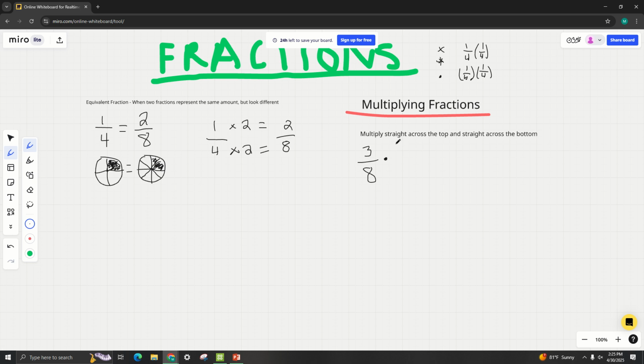Anyways, after that little brief interlude, let's do 3/8 and let's multiply it by 2/7. Why not?